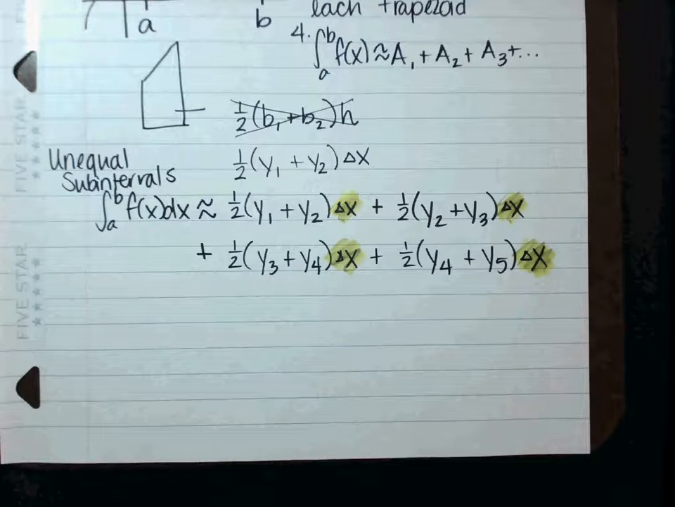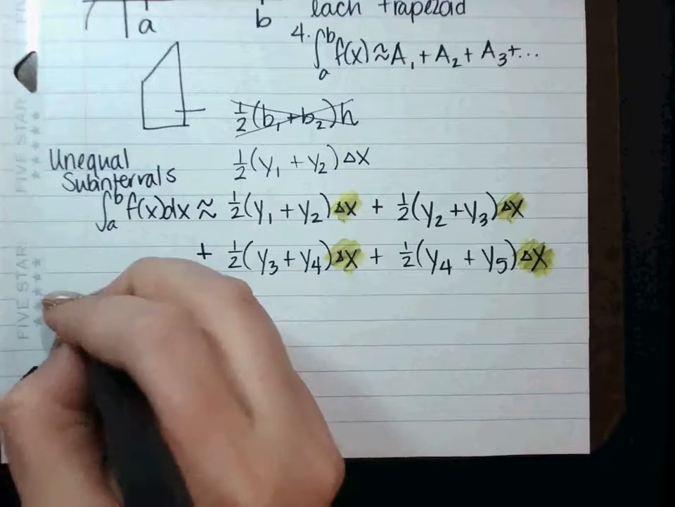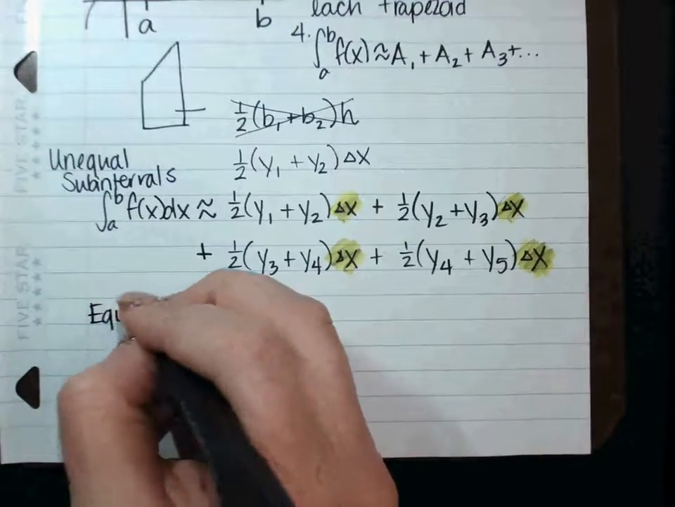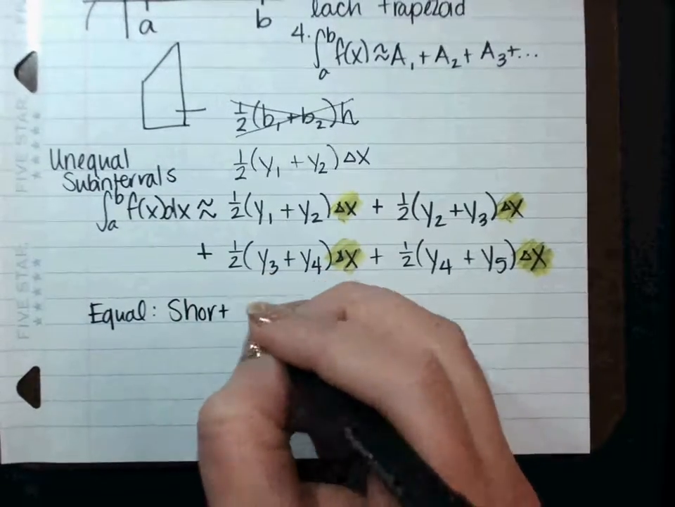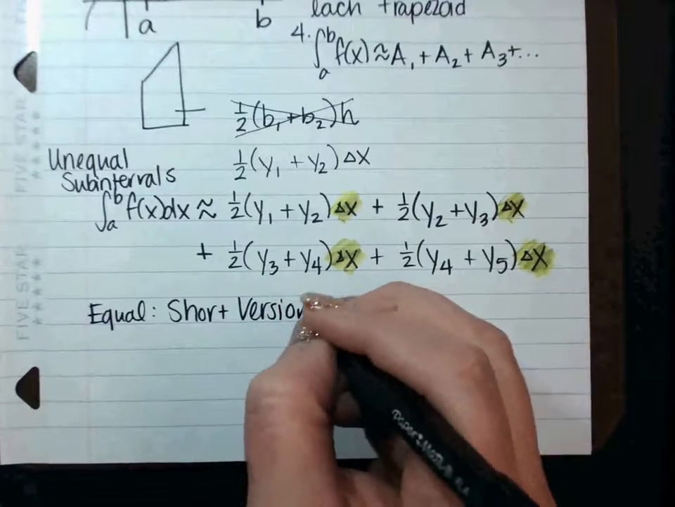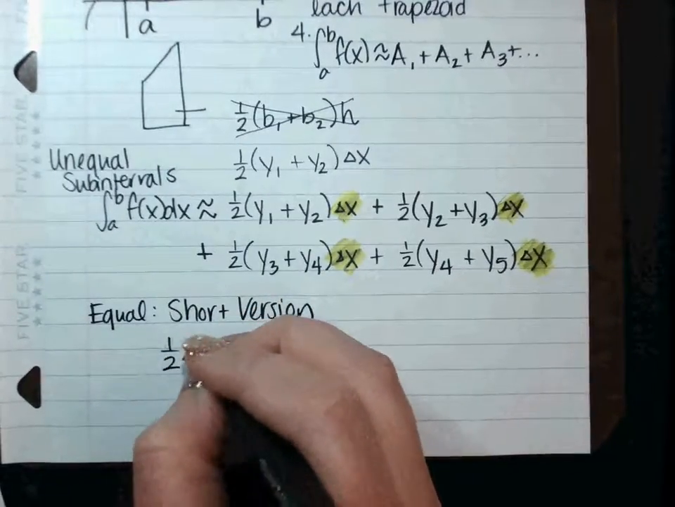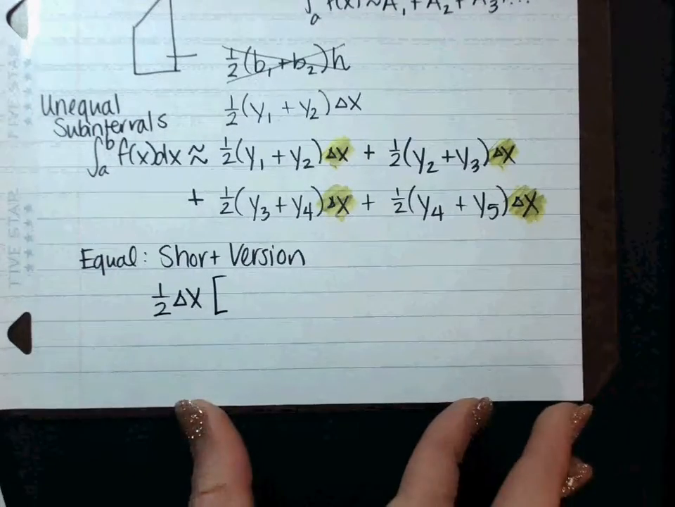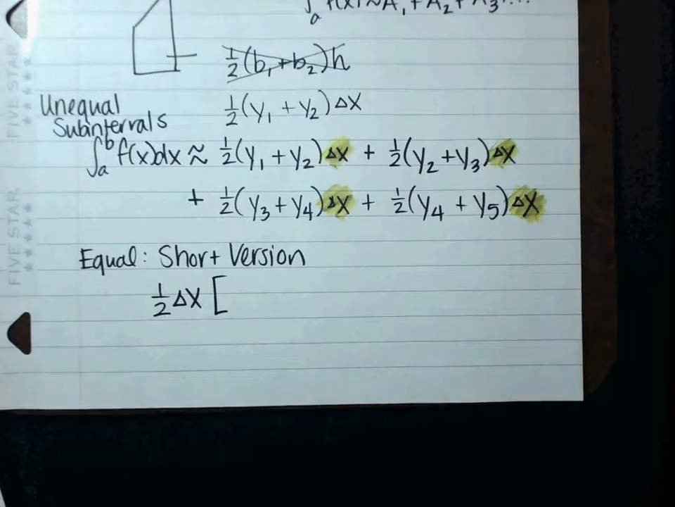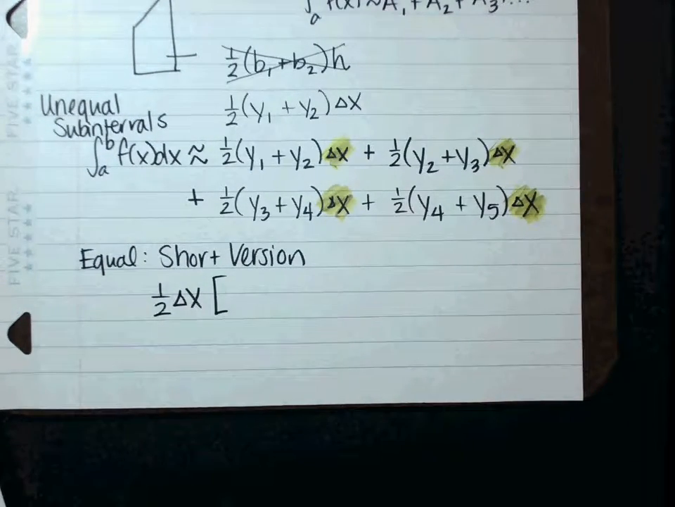Pull it out to the front. What else could I pull out to the front? The 1/2. So if they're equal, you get to use a short version. So you would do 1/2 delta x, then set up a bracket for me. Remember what we said. They all have a 1/2, boom, we pulled it out. They all have a delta x, boom, we pulled it out. What's going to be left over is all of the y's added up, right?